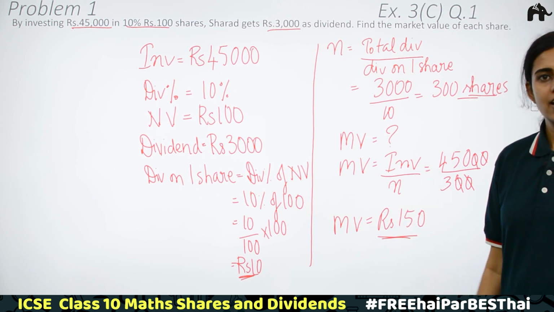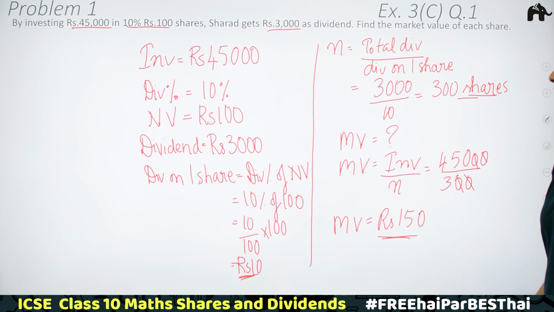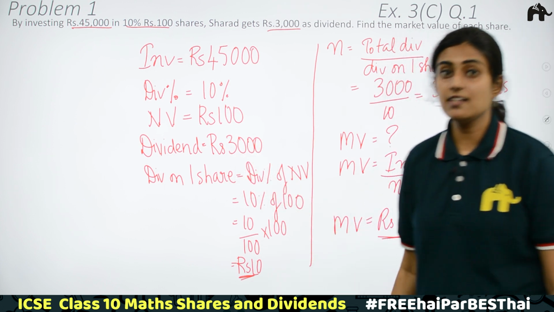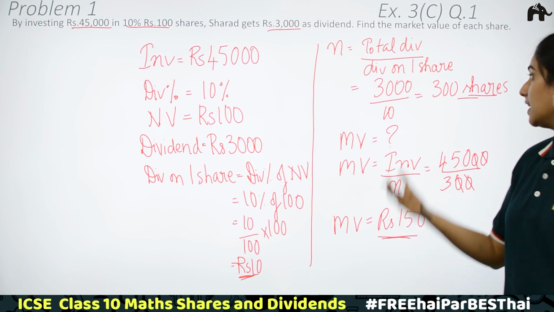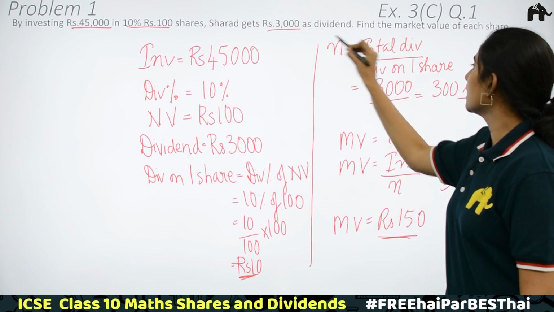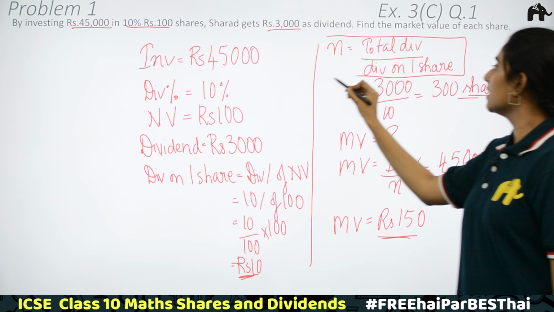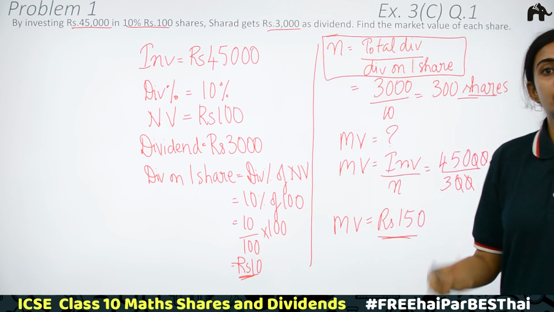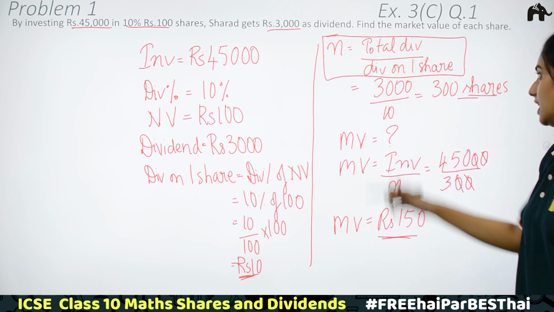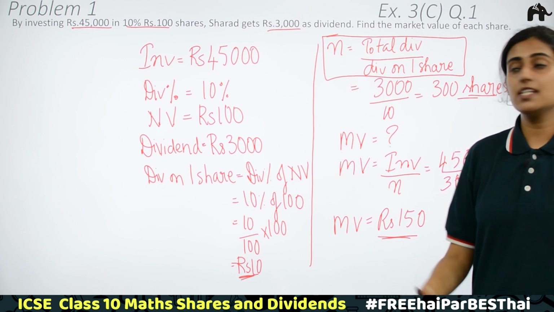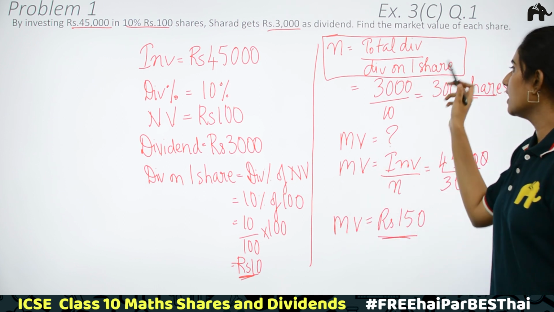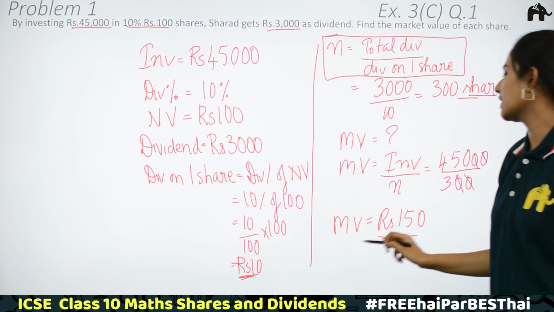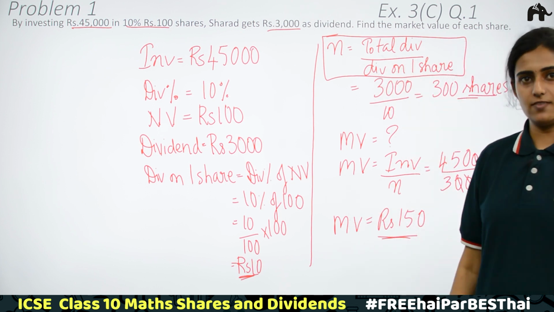Clear? Easy question, right? Just remember one thing. We had studied many different formulas to find the value of N. One of them is the dividend, total dividend and the dividend on one share relation. That is, number of shares bought is equal to total dividend divided by dividend on one share. From this, we can calculate the market value from the first formula that we studied.